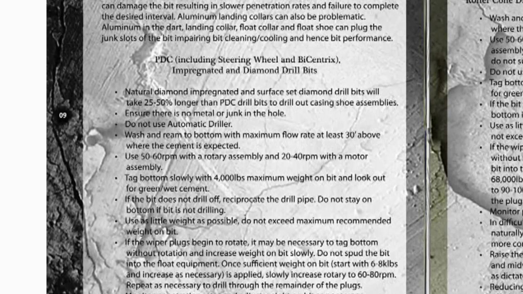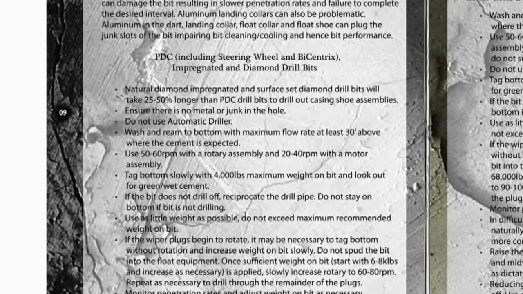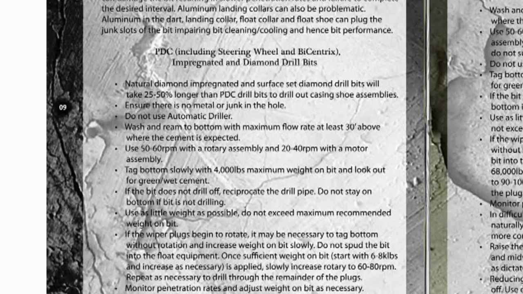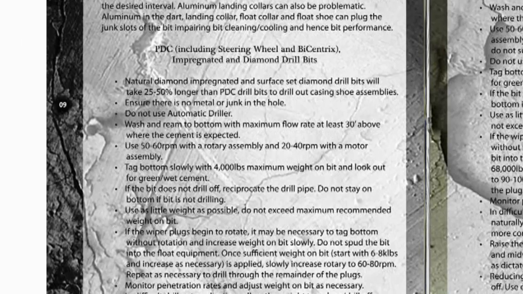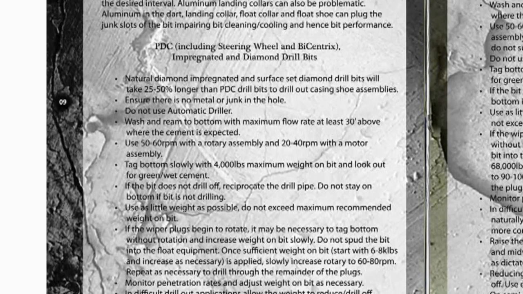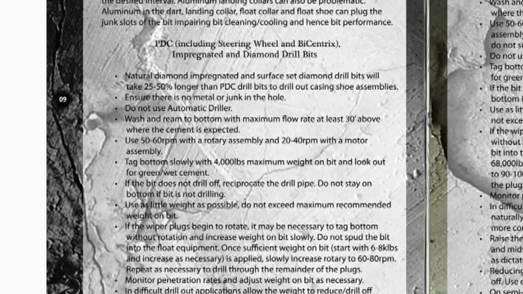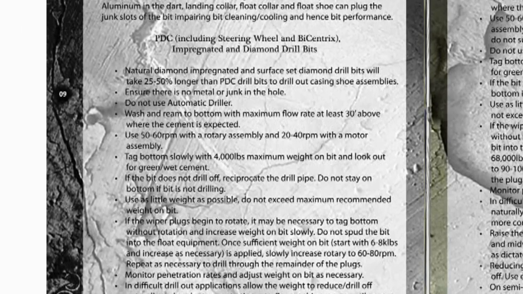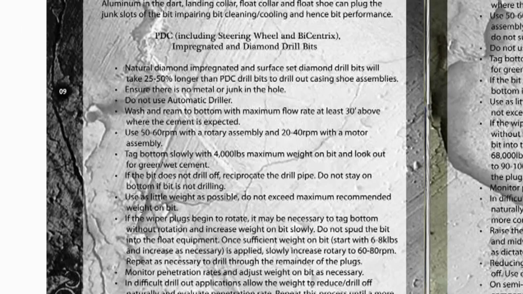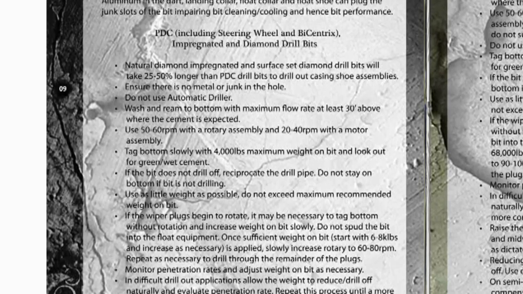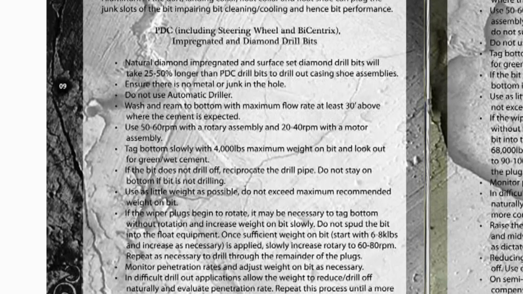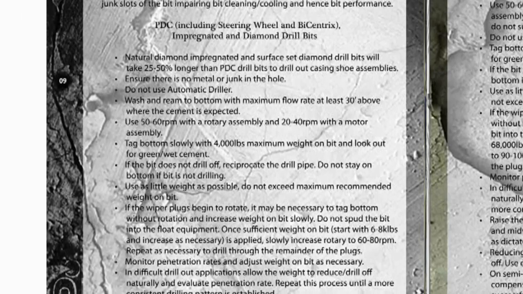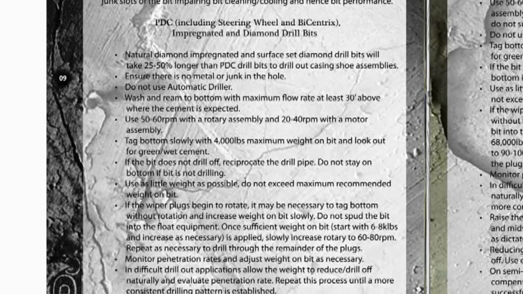Do not stay on bottom if bit is not drilling. Use as little weight as possible. Do not exceed maximum recommended weight on bit. If the wiper plugs begin to rotate, it may be necessary to tag bottom without rotation and increase weight on bit slowly. Do not spud the bit into the float equipment. Once sufficient weight on bit is applied, start with 6,000 to 8,000 pounds and increase as necessary, then slowly increase rotary to 60 to 80 RPM. Repeat as necessary to drill through the remainder of the plugs.